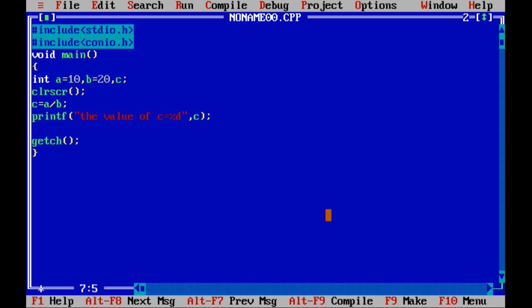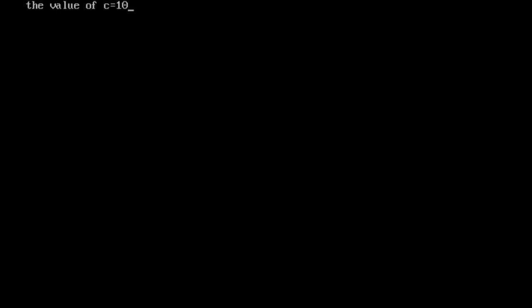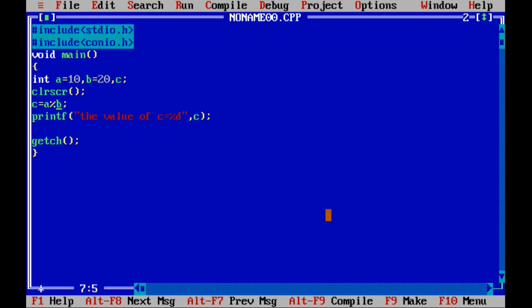If the same thing, in place of slash, I use the percentage symbol and compile and execute the program, you will get the answer 10. Whatever the numerator is, that is your answer. For whatever statements I am explaining to you, for each and every statement I can explain the practical concept also.